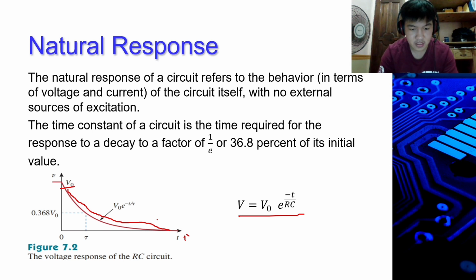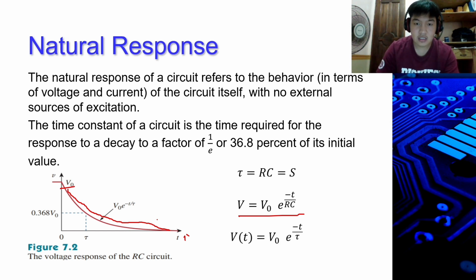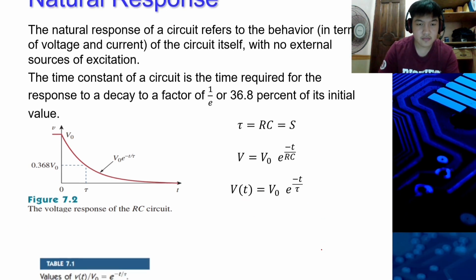And we can solve the value of tau according to the value of resistance and capacitance, where tau is equal to RC, measured in seconds. And if you multiply R and C, you can get tau. Okay.